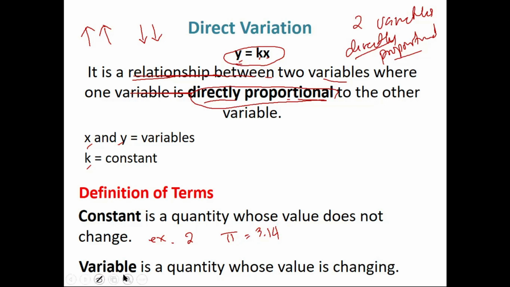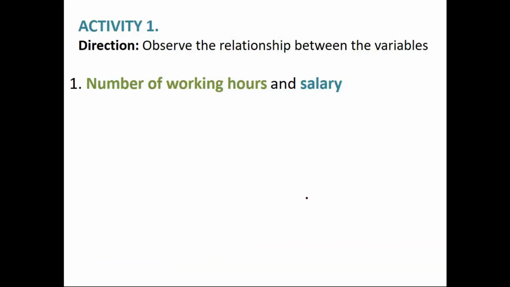Okay, next, variable. It is a quantity whose value is changing. It can assume any real value. It is usually represented by a literal symbol. Okay, let's have first this simple activity. Here, you just have to observe the relationship between the variables. But for each item, I want you to identify first the dependent and independent variables. In mathematics, the dependent variable is usually denoted by letter Y, and the independent variable is usually denoted by variable X.